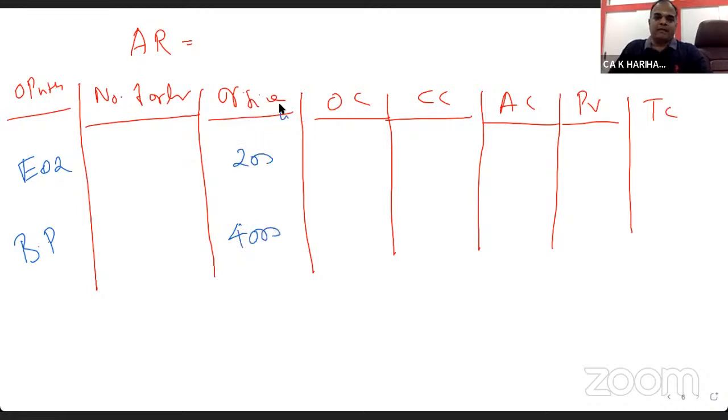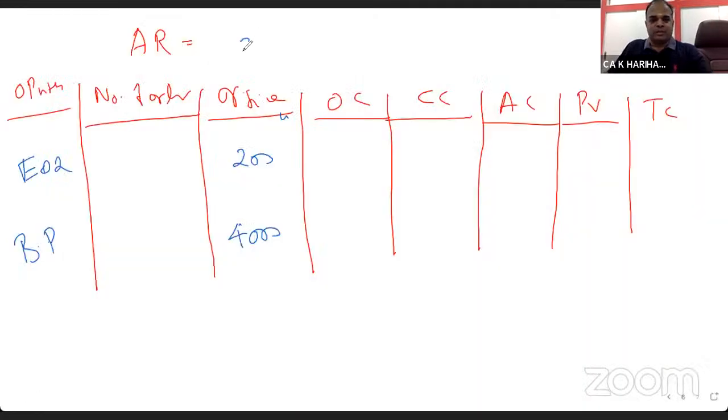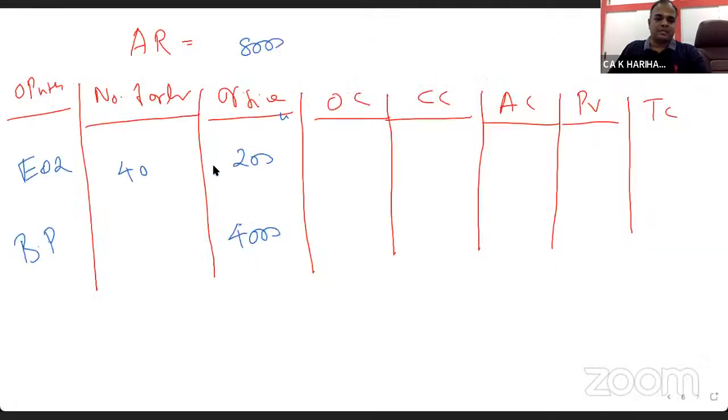For that, how much is the annual requirement, my dears? 8,000. Right? Annual requirement is 8,000. Per time EOQ means 200 quantity. Therefore, how many times do you have to place the order? 8,000 divided by 200 is equal to 40 orders you have to place. But in case of bulk purchase, 4,000 at a time you have to buy. Therefore, within 2 times you have to buy.